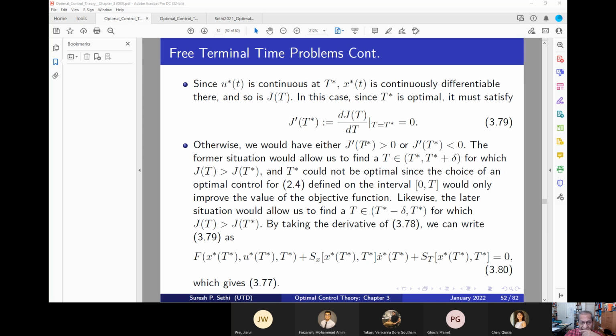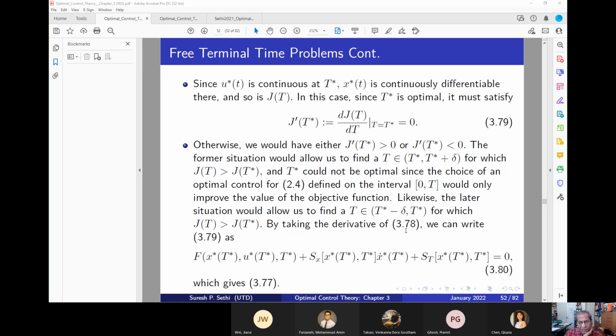So if this is positive, then J of T is bigger than J of T star, and so T star could not be optimal, since the choice of an optimal control defined on the interval 0 to T would only improve the value of the objective function. So we are okay. Likewise, the latter situation will allow us to find a T in this for which J of T is less than J of T star.